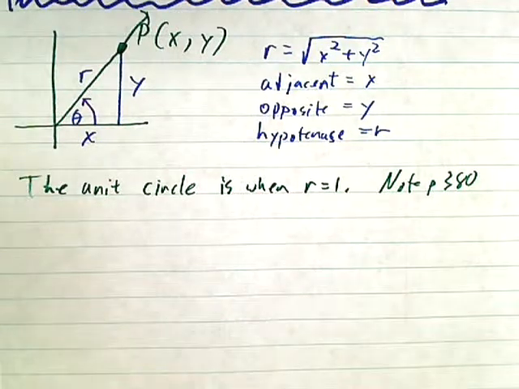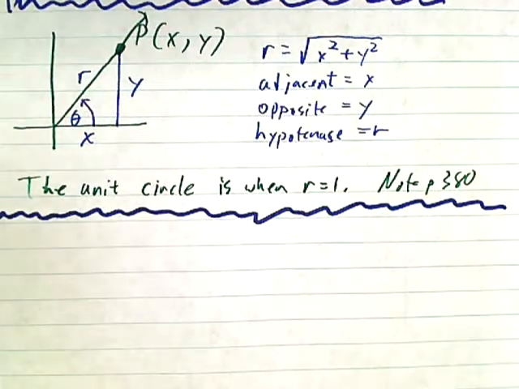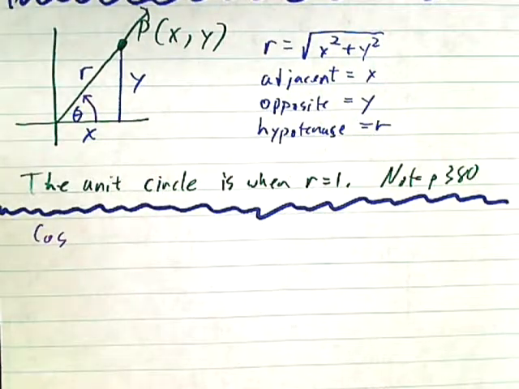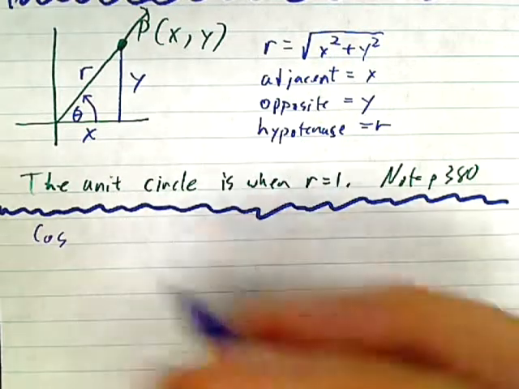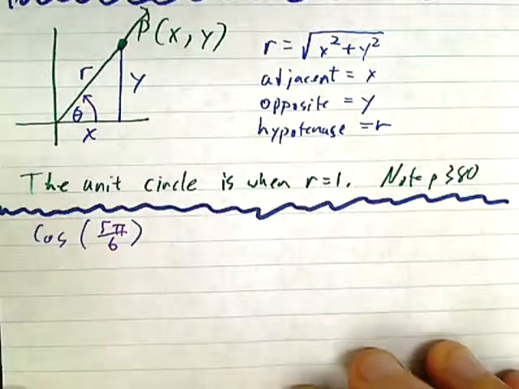Okay, one more thing to tell you, and then I'll be quiet for a little bit. Now let's try to actually use some of this information. Let's say I want the cosine of 5 pi over 6, 5/6 pi.